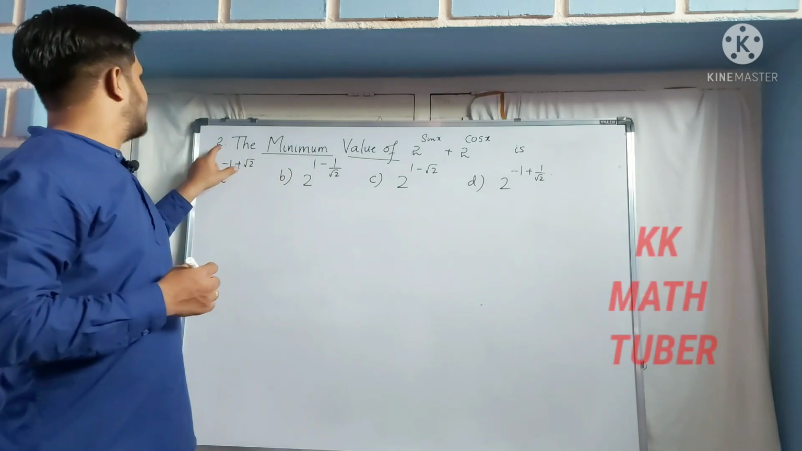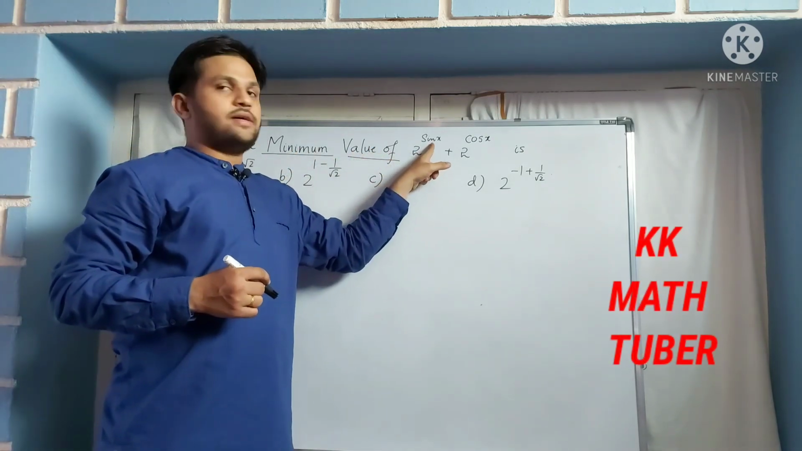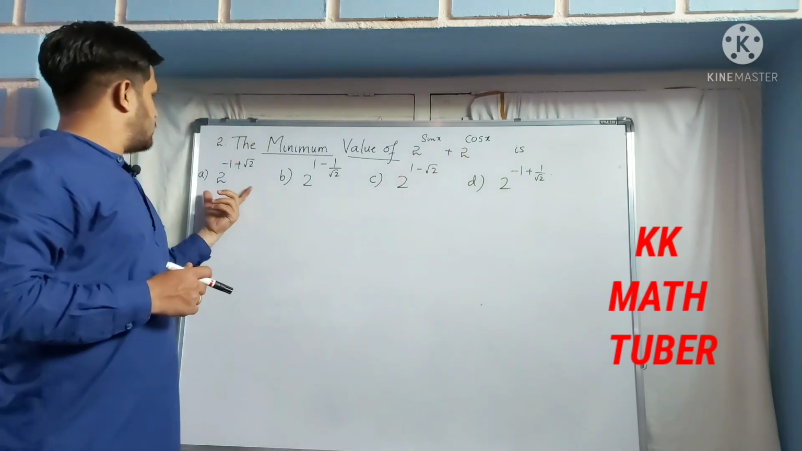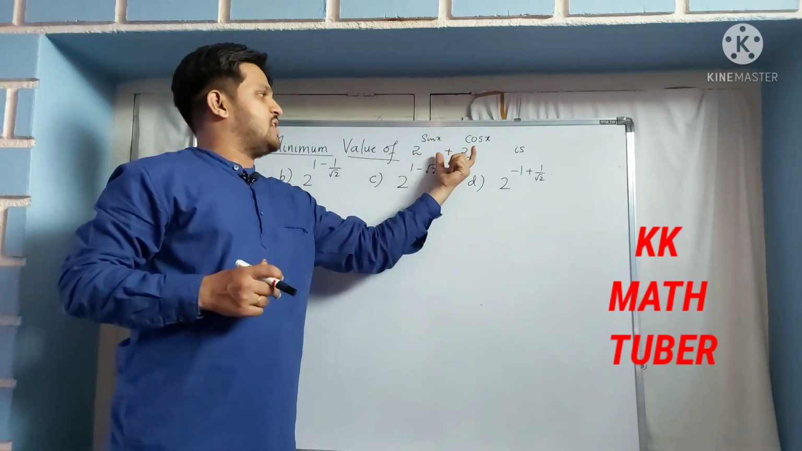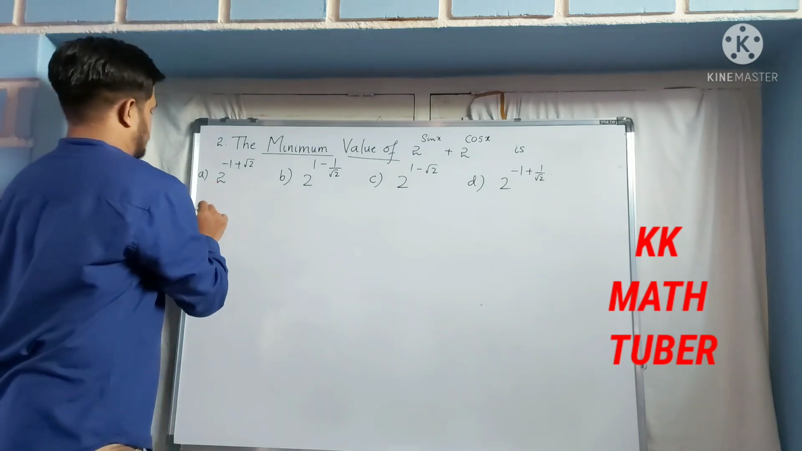Now look at the second question. The minimum value of 2 power sin x plus 2 power cos x is: these are the options given. We need to first look at this expression, and let us see how to simplify it.